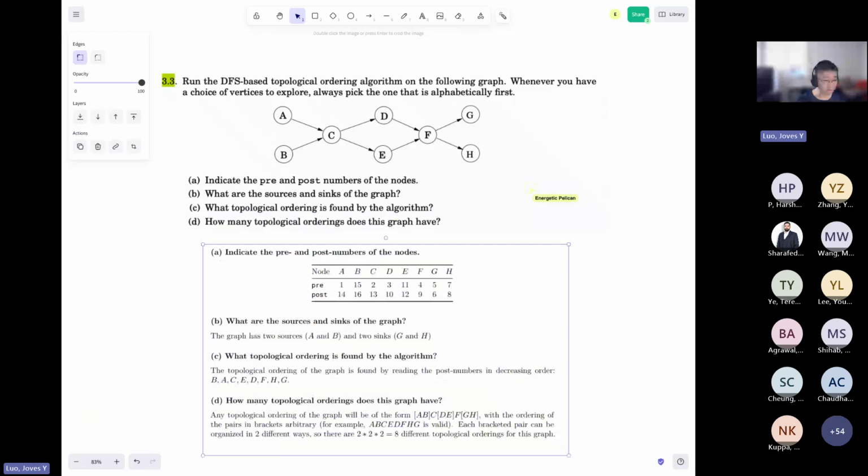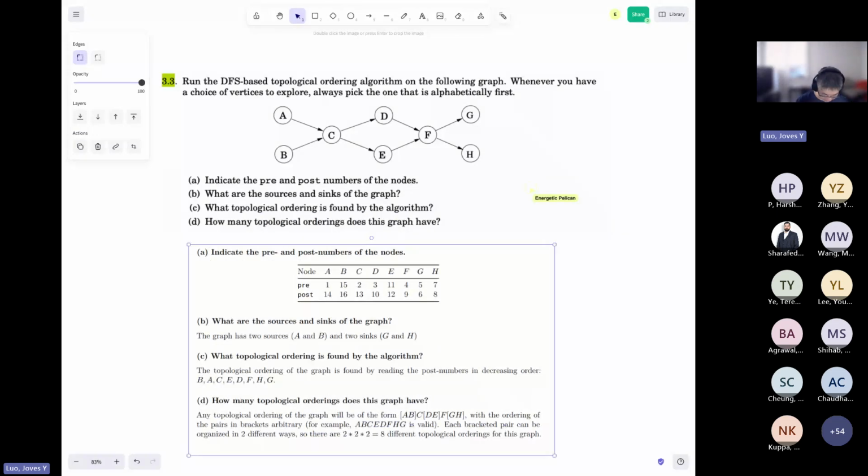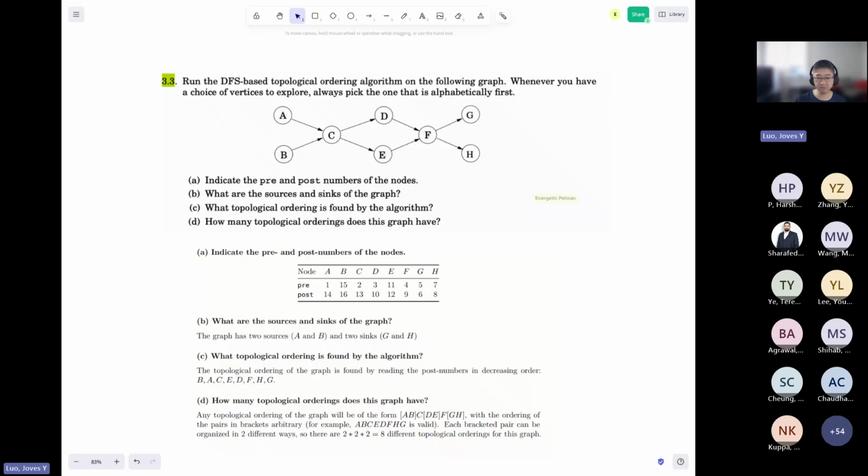All right, so here's the solution that's provided. The first question says, whenever you have a choice of vertices to explore, always pick the one that is alphabetically first. Be careful here, because when you run a black box, you can't indicate something like that. You have to assume that your DFS is just going to pick any vertex that it comes across. But in this case, just for the sake of walking through a DFS run, if you have two letters to choose from, we'll pick the alphabetically first.